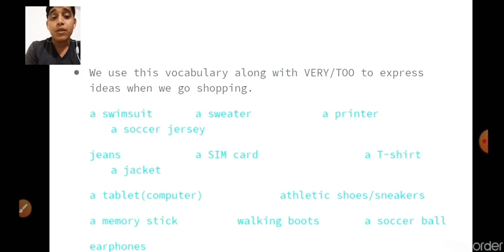A tablet or a computer, athletic shoes, sneakers, a memory stick, walking boots, a soccer ball, and earphones.